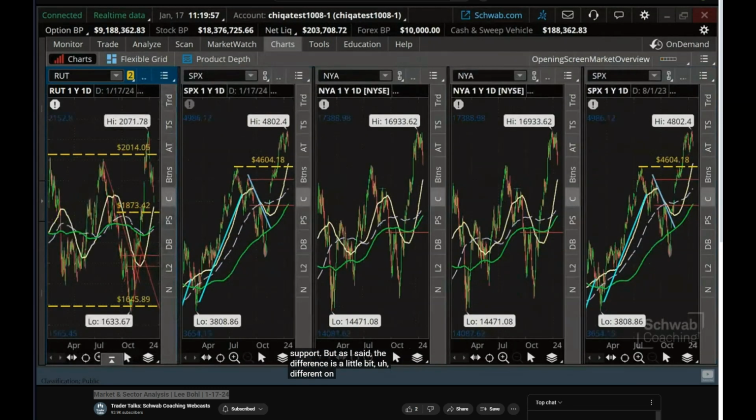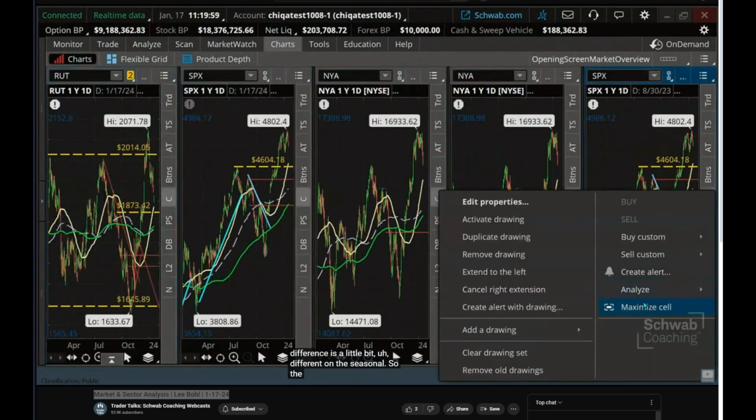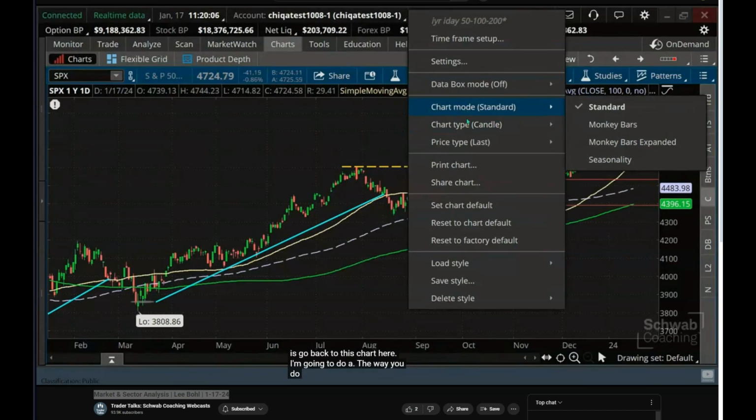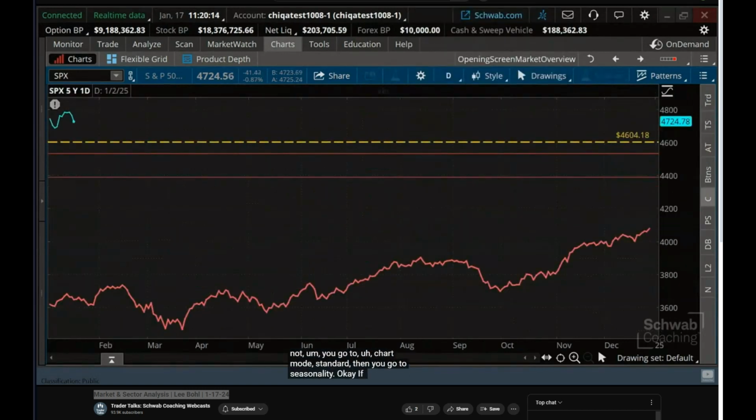So the way we're going to do that is go back to this chart here. The way you do the seasonals, if you're not, you go to chart mode standard, then you go to seasonality. Okay, if you don't know how to do this, and then we'll put in the Russell.